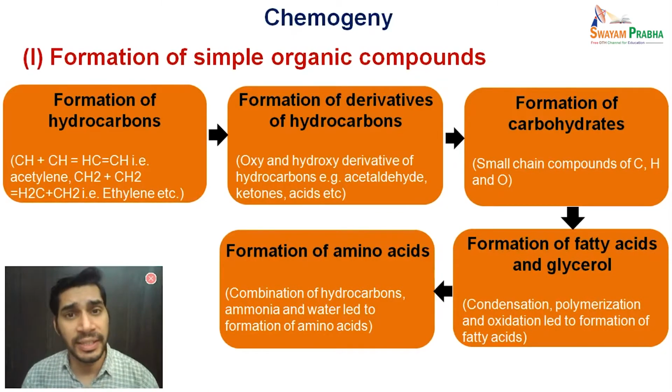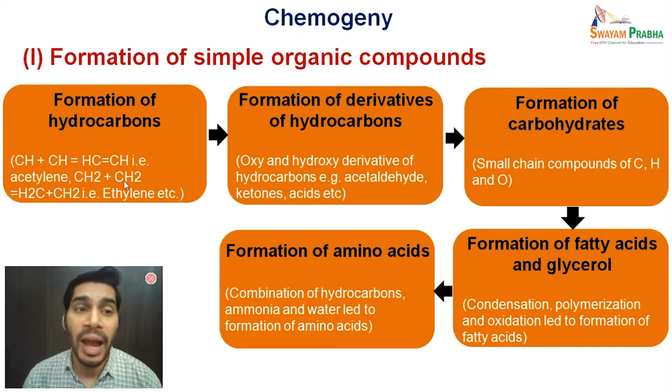The first step, when we discuss the chemical origin of life or chemogeny, is the formation of simple organic compounds. How were the simple organic compounds formed, or how did they come into existence? The first step is the formation of hydrocarbons. Remember, we discussed there was an abundance of hydrogen. There were other gases like methane or ammonia. So these gave rise to simple molecules like acetylene or ethylene and so on.